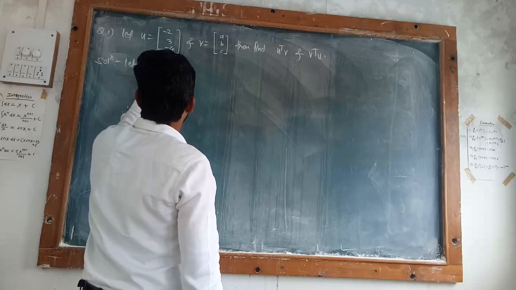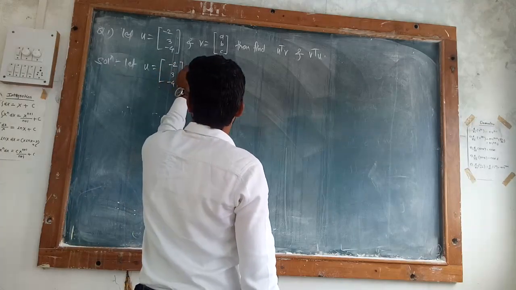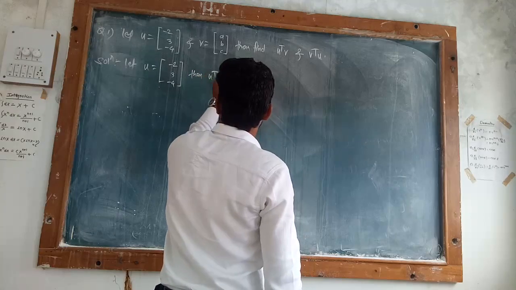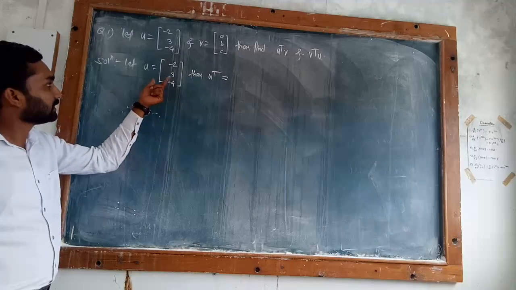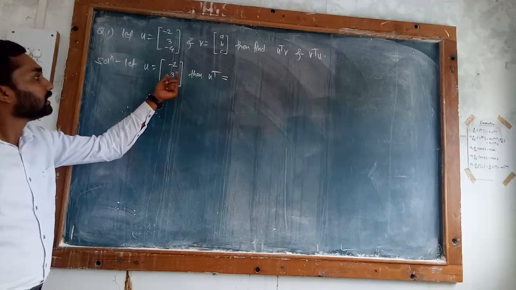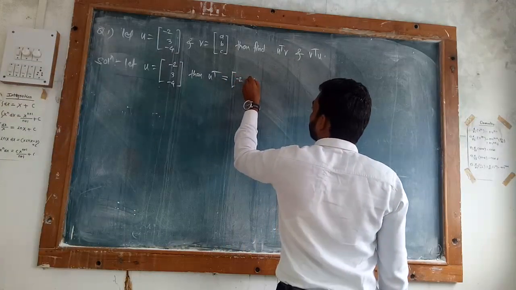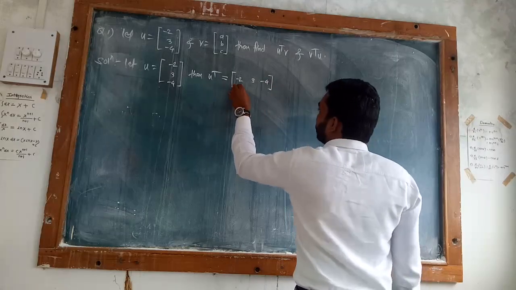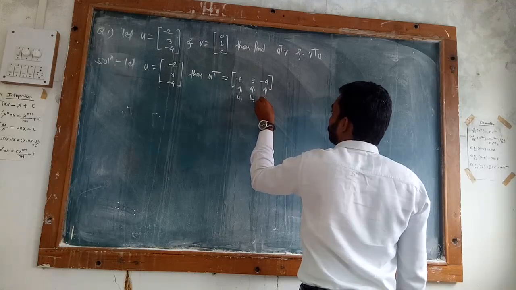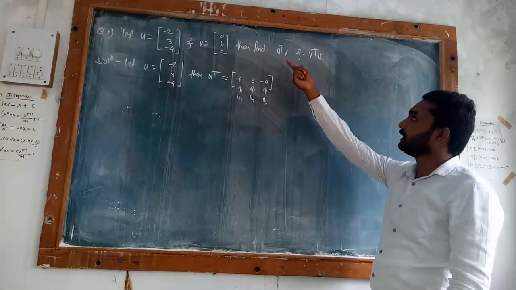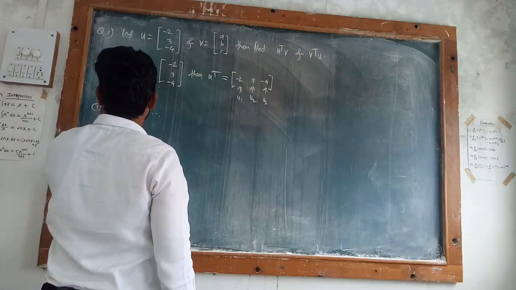Let u be the column vector -2, 3, -4. Then u transpose becomes, after taking the transpose of the u vector, the column vector becomes a row vector. So it becomes -2, 3, -4. This is u1, this is u2, and this is u3. So first we have to find u transpose v.